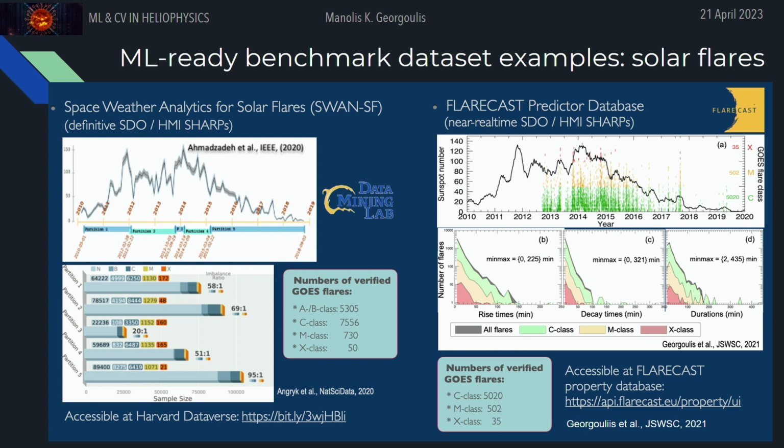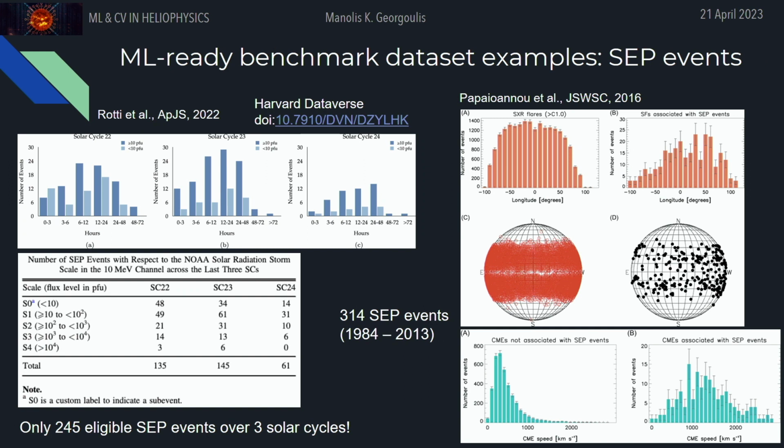In terms of SEP events that Alec was talking about, there are at least two I can think of. One that has to do with the PhD work of Shuman Throtti at Georgia State. It's also available at Harvard Dataverse. You get only 245 eligible SEP events over 3 solar cycles. So you can imagine how rare this phenomenon is. And then Athanasios gave a talk yesterday. He has his own data set, which is also available. You get about 314 eligible SEP events in his database out of tens of thousands of flares and CMEs. So all these are available, and you can get those if you want to.